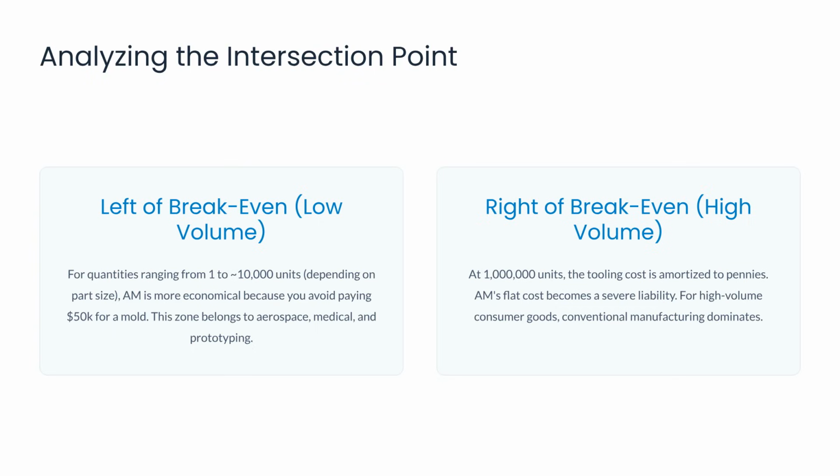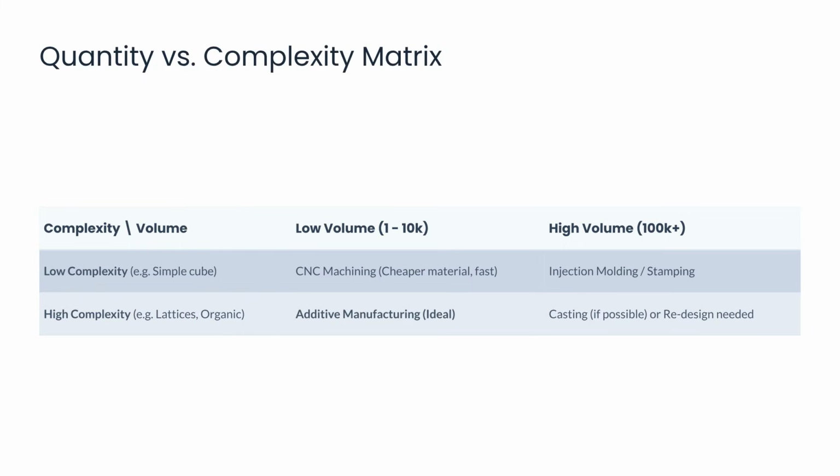At low volumes, additive manufacturing is often the most economical choice because it avoids expensive tooling. However, for high-volume consumer goods, the lack of economies of scale makes additive manufacturing a liability compared to traditional mass production. In conclusion, understanding the matrix of quantity versus complexity is vital for strategic manufacturing decisions, ensuring the right process is selected for every unique application.